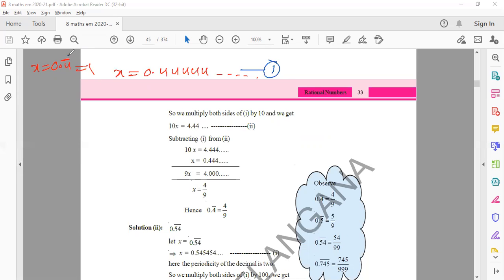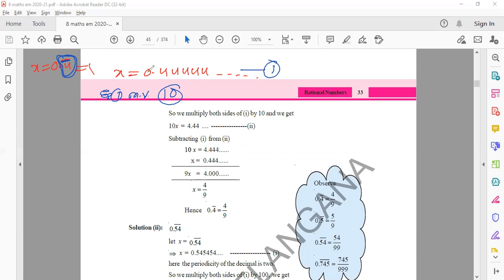After that, how many digits are repeating? Only one digit. For that reason, you need to multiply equation number 1 with 10. If it is one digit, you multiply with only 10. If it is two digits, you multiply with 100. For example, if 0.45 bar is the question, you multiply with 100. If it is three digits, you multiply with 1000 on both sides. Clear? You can understand after the questions.